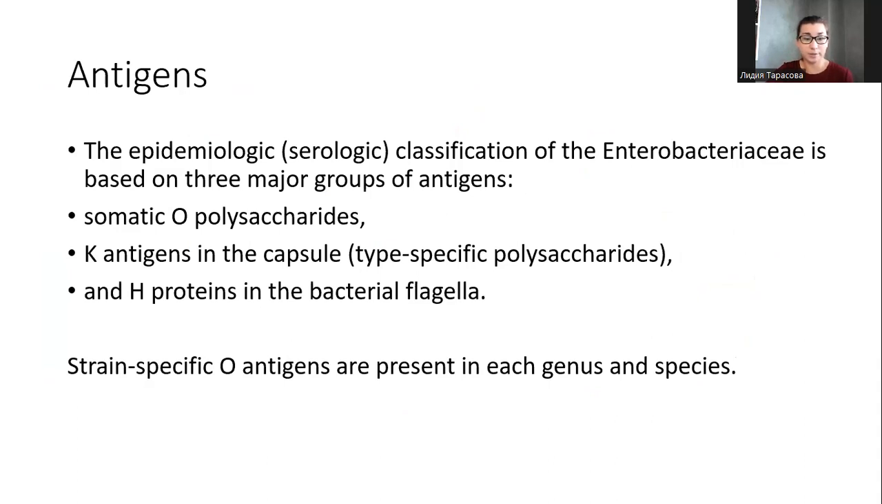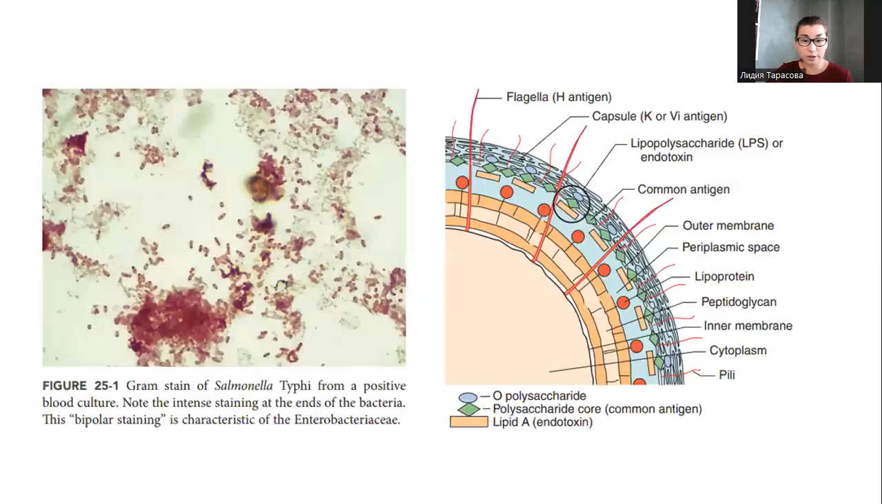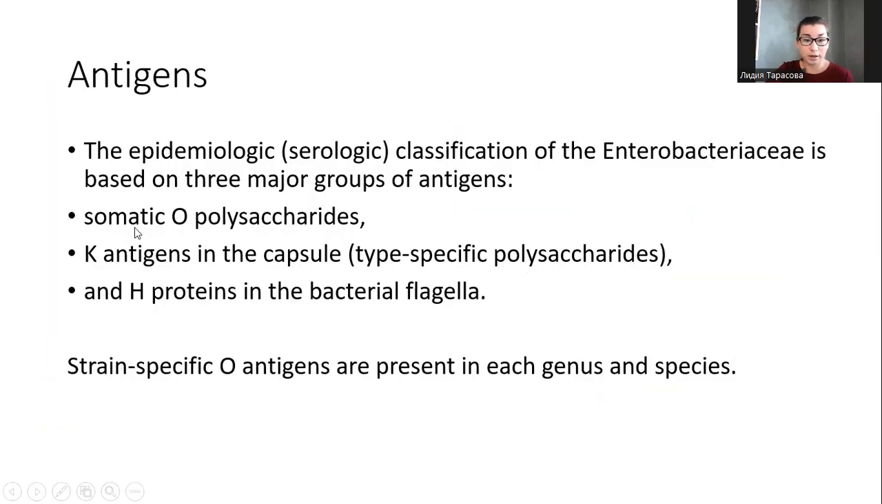Antigens. The epidemiological serological classification of Enterobacteriaceae is based on three major groups of antigens. Somatic O polysaccharides, which are part of the lipopolysaccharide present in the cell wall; K antigen in the capsule, only for members which can have a capsule; and H proteins in the bacterial flagella, only for bacteria which have flagella. Strain-specific antigens are present in each genus and species.